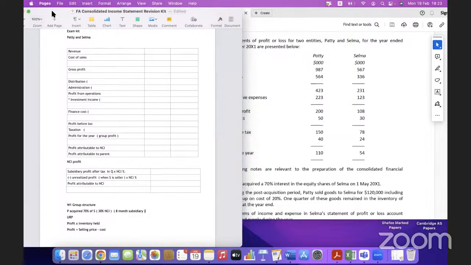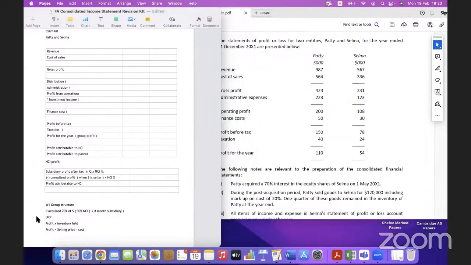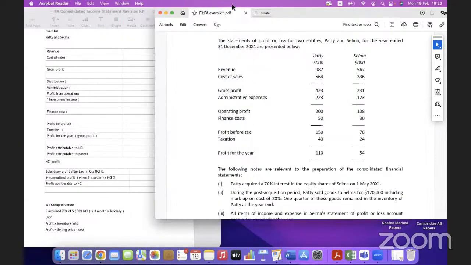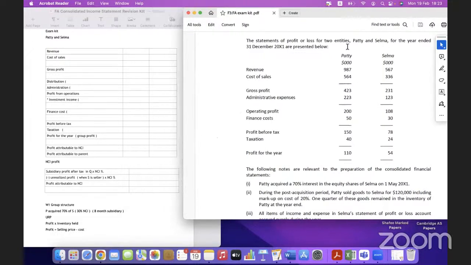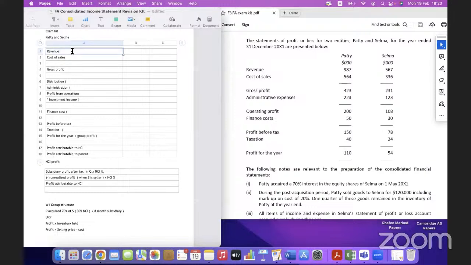Okay, now once you have understood that part, you need to start copying the numbers. You need to consolidate line by line. So how to consolidate? Like this. Take the parent revenue. For example, Patty revenue 987. Mark that one. Plus subsidiary revenue, which is 567. And now remember, these are how many months? This is an 8-month subsidiary.